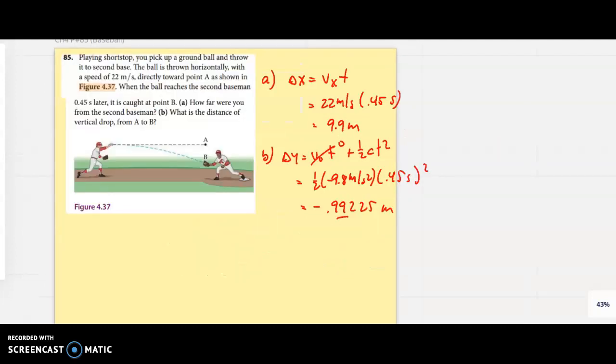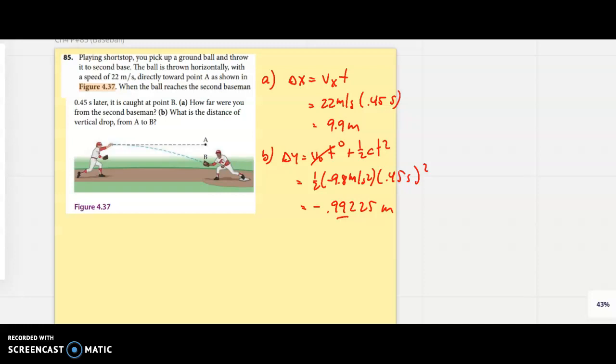On 85, there's a two-dimensional baseball throw. This is a fairly easy one, though, because they gave you the time. A lot of times on these problems, you have to solve for the time. This one, you didn't have to do that. So the shortstop is throwing to second base, and as he throws, the ball is going to drop, of course. And so you can see A would be the gravity-free path, and B would be the real parabolic path.